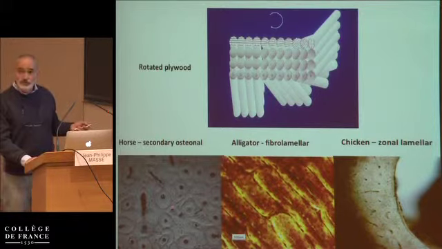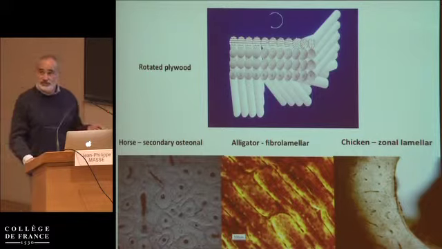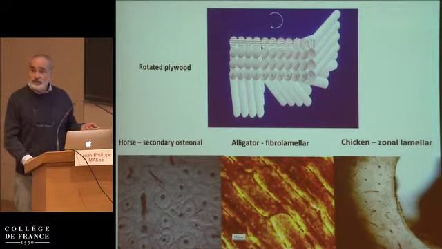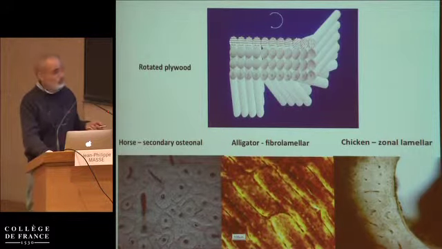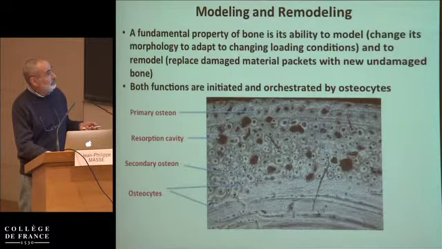This is from a horse, and it's again osteonal and cylindrical, but this is a brick-like structure from an alligator, and this is a zonal lamellar structure from a chicken bone, and there are many ways to use the lamellae.